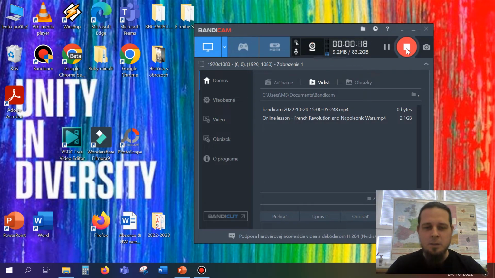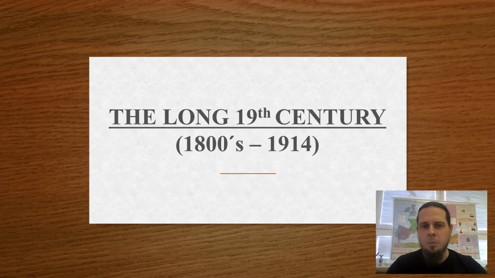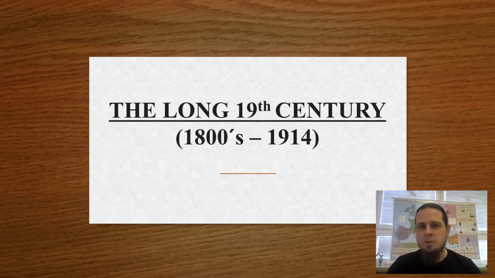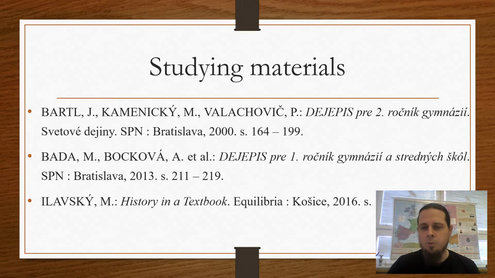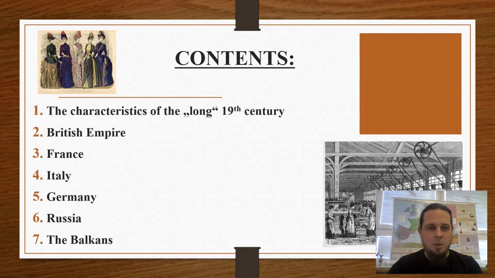This video is another part of the 19th century topic, which is a big topic called the long 19th century. Very quickly, I'm going through the previous lessons, whether or not they are over on YouTube. We have already passed with my students the characteristics of the long 19th century, the British Empire, and France. Today's lesson should be a revision of France together with the unification of Italy, Risorgimento, and also Germany.